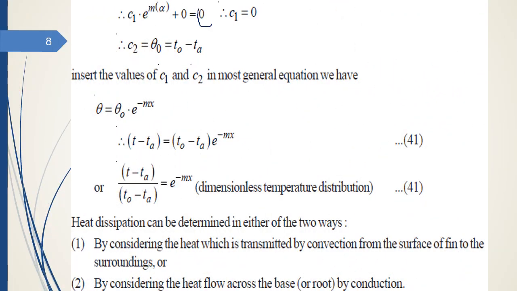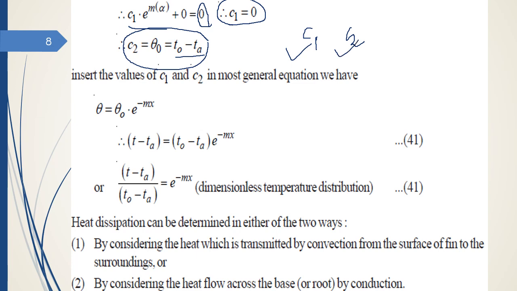So you can see this Ta minus Ta, that is 0, and hence we will get c1 e raised to m into infinite plus 0, because m into minus infinite, that is 0. So based on that we will get c1 is equal to 0, and when we put that value in the equation, we will get c2, that is T0 minus Ta. So now two equations are available with us, and in that c1 and c2 values are available with us. So we have to put the value of c1 and c2 in the most general equation.